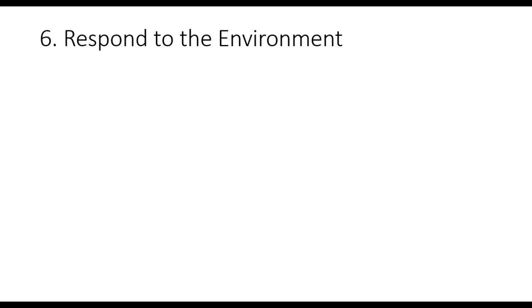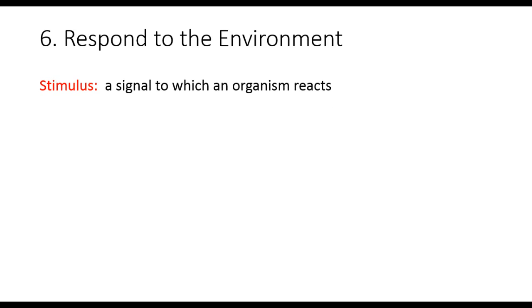Characteristic of life number 6 is to respond to the environment. To put this very simply, there's things out there called a stimulus, and we're not talking about politics and the stimulus plan, but we could definitely work that into this. A stimulus is a signal to which an organism reacts.